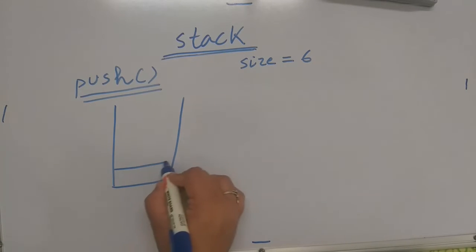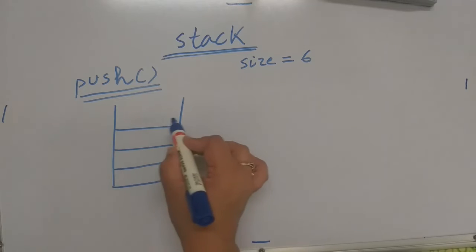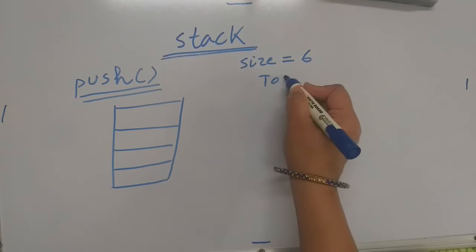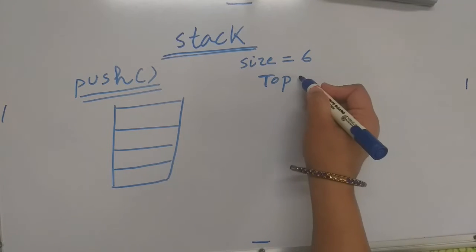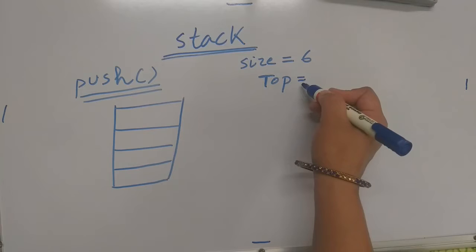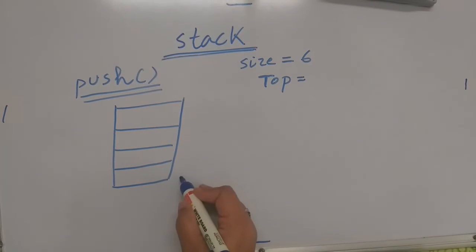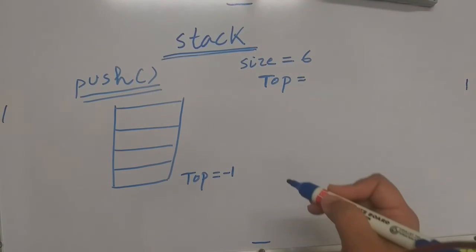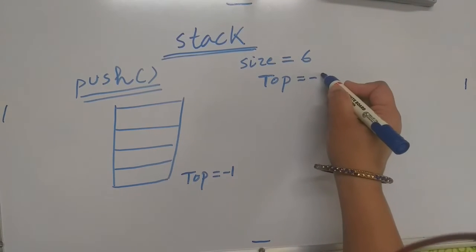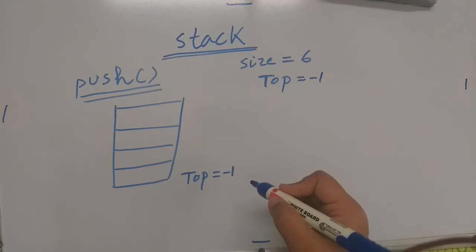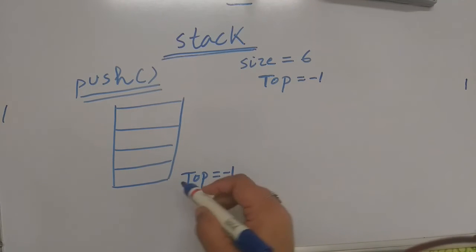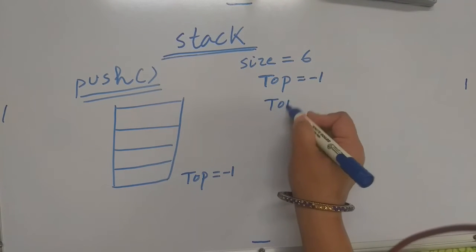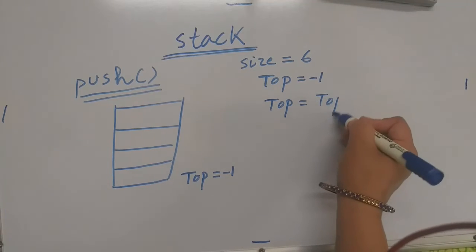So how do we push each and every element here, and what are the different elements and how do we push them? Here we are using one keyword, which is called top. The top position, before inserting, is first initialized with the value of -1. After that, if we add any element, the top is incremented: top equal to top plus 1.